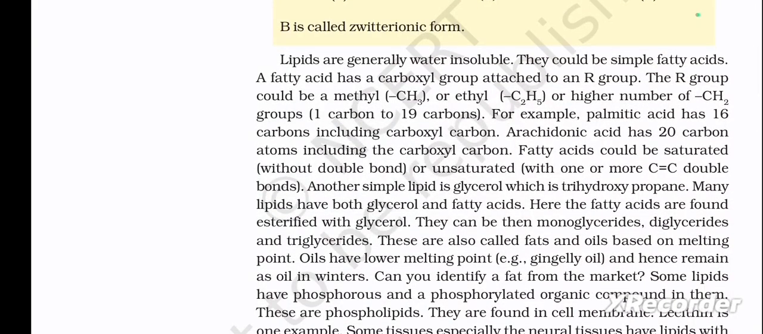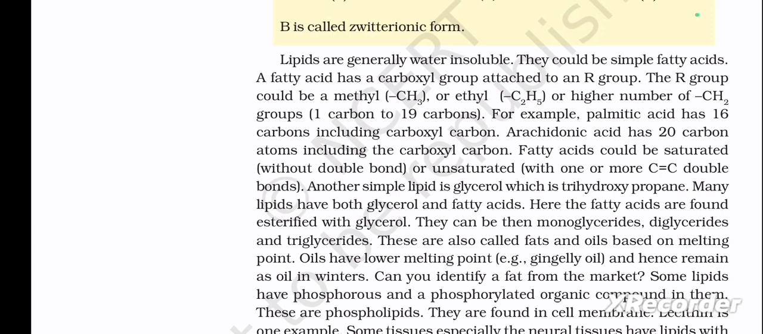Next, lipids are generally water insoluble. They could be simple fatty acids. A fatty acid has a carboxyl group attached to an R group. The R group could be a methyl, that is CH3, or ethyl, C2H5, or a higher number of CH2 groups, from 1 carbon to 19 carbons. For example, palmitic acid has 16 carbons including the carboxyl carbon.